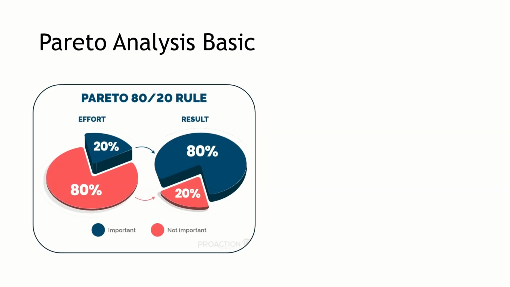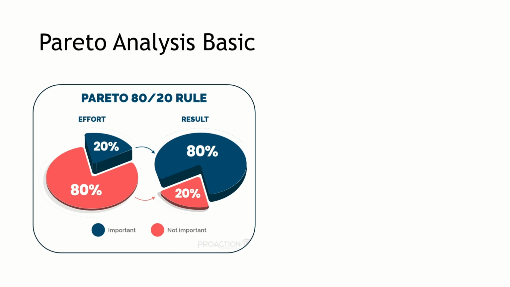First, we will see the basics of Pareto analysis, which is that 20% effort will give 80% result. We can say it vice versa also: 80% impact is happening because of 20% causes.